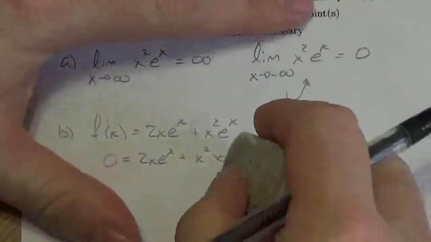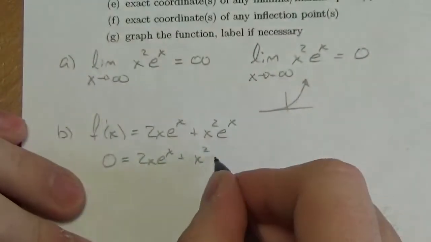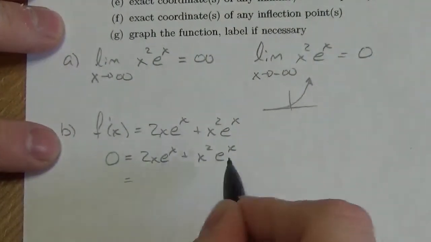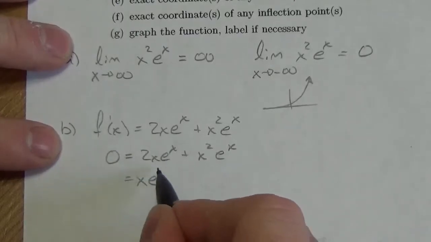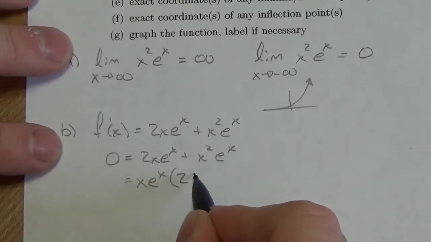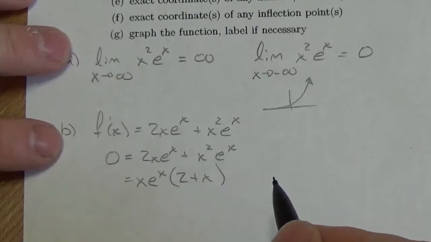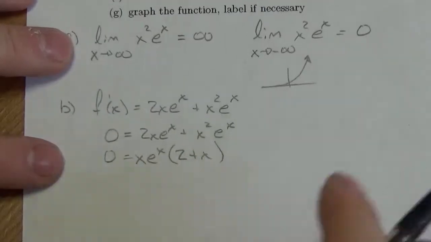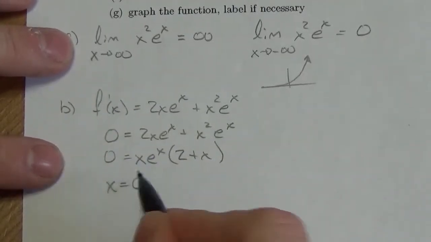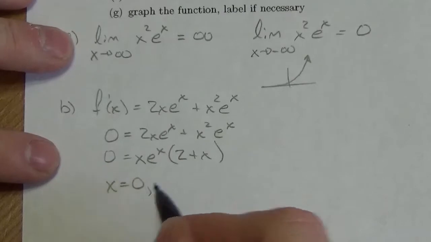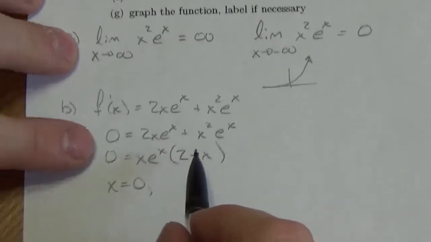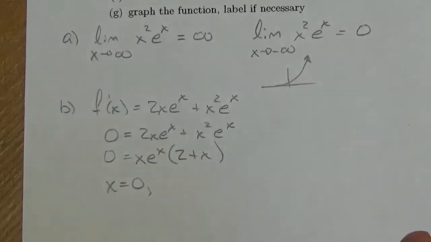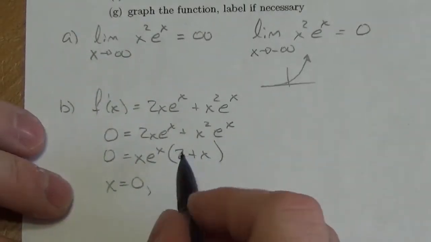Now, I like this chapter because of the functions that we work with. They're a little intimidating looking, but if you just take a quick look at this, I can factor out an x and an e to the x, and I'm left with 2 plus x equal to 0. Now, where does this go to 0? Well, when x is equal to 0, it's going to become 0. e to the x, though, never does become 0. What I like about this is it becomes a factor, and so I can take it out, and since it never becomes 0, that's not even a concern.